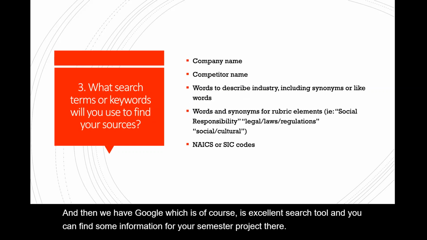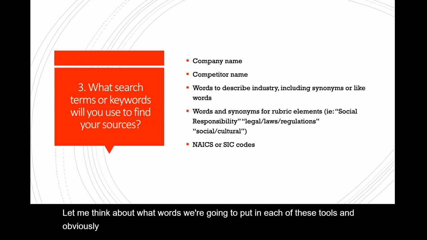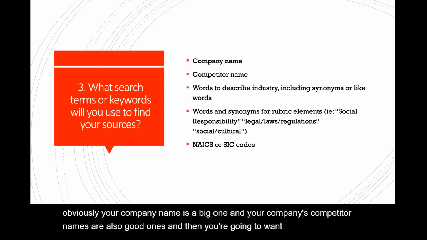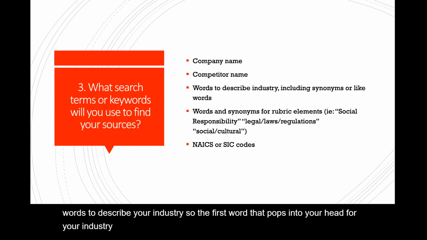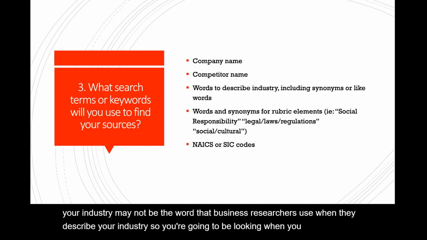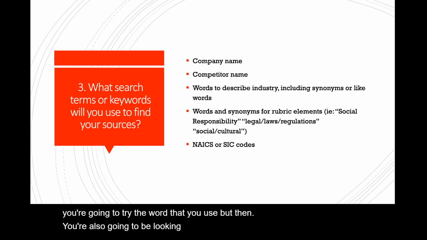Then we think about what words we're going to put in each of these tools. Obviously your company name is a big one, and your company's competitor names are also good ones. Then you're going to want to think about words to describe your industry. The first word that pops into your head for your industry may not be the word that business researchers use to describe your industry. So when you do your search, you're going to try the word that you use, but you're also going to be looking for other words that describe your industry.